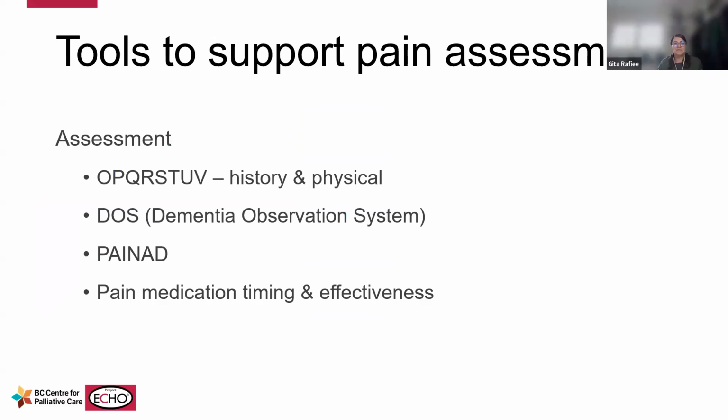Thank you so much, Jennifer. So this slide talks about some different standard assessment tools that we use in long-term care. The first one is the OPQRSTUV framework that helps collecting both subjective and objective information, including onset, trigger, quality, location, how severe is the pain, current treatment, and residents' understanding and goals of care.